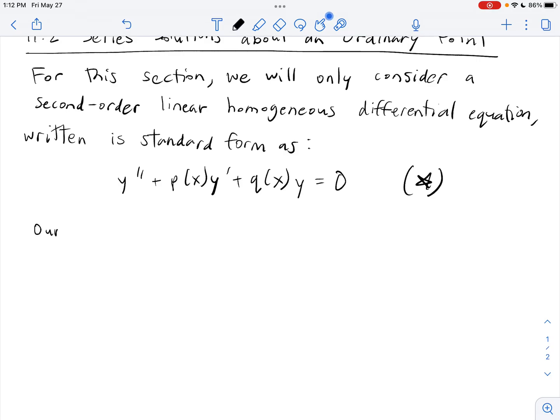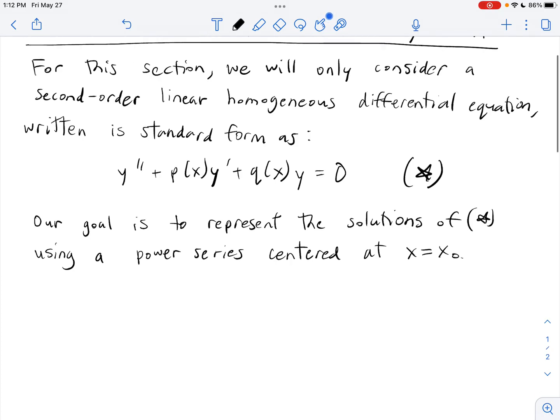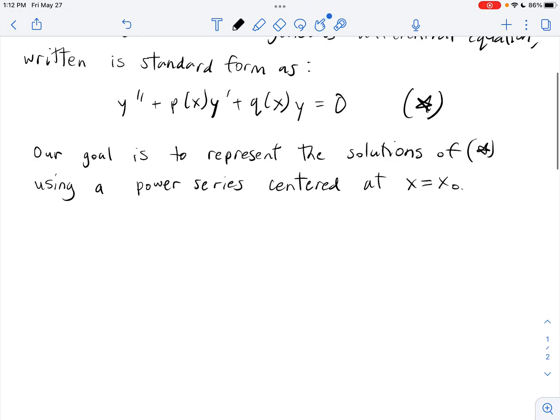So our goal is to represent the solutions of star using a series. So a power series centered at x equals x naught. So in order for us to do this, we need a definition first.